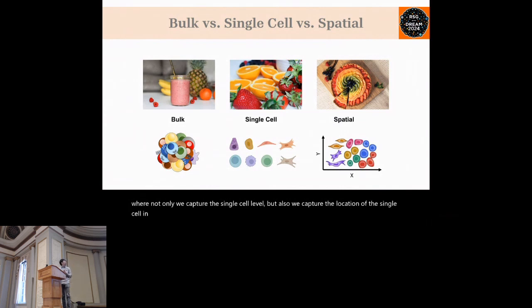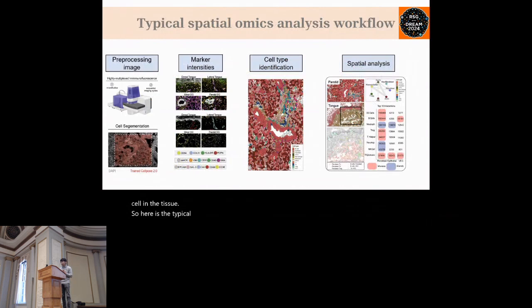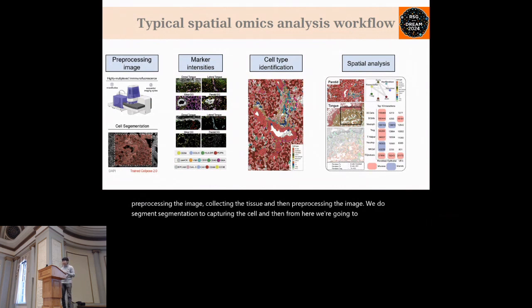Here is the typical spatial workflow. We need to collect the tissue and pre-process the image. We do cell segmentation to capture the cells, and from there we get the marker intensity. Using this marker intensity, we're able to identify the cell type. After that, we do the downstream analysis for the spatial data, for example comparing between two different conditions or looking at the neighborhood of the cell type.